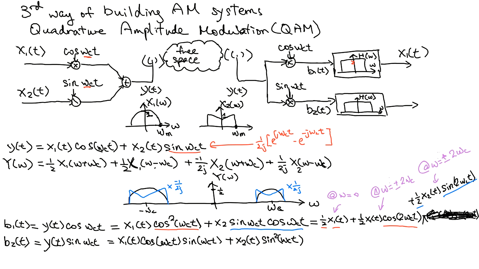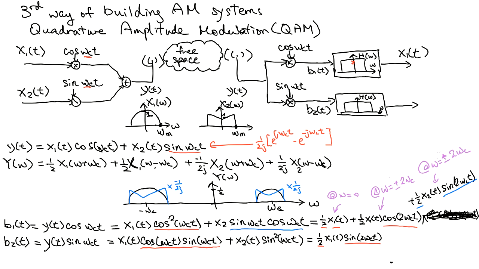All right, and then now this will become half of x1(t) sine 2 omega_c t. Okay, because cosine and sine gives you half sine 2 omega_c t.